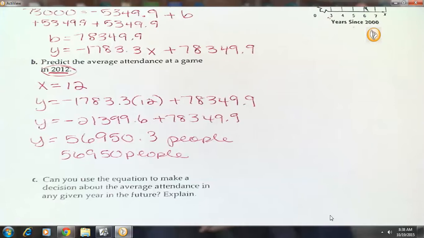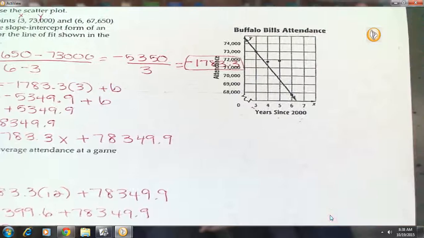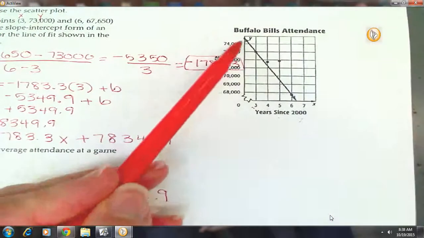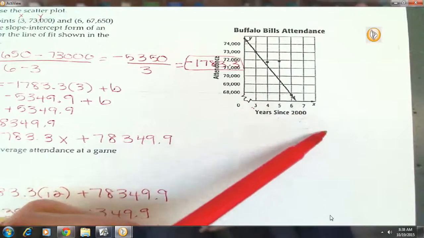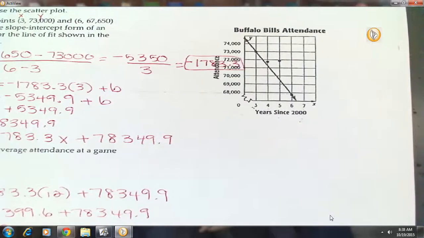Part C says, can you use the equation to make a decision about the average attendance in any given year in the future? What's going to happen? Well, first of all, look at your graph. What does attendance for the Buffalo Bills look like? What's happening? Yeah, it's going down and down and down. The Buffalo Bills are pretty bad, right? Okay, so let's say the Buffalo Bills have a really good year. What's going to happen to their attendance? It's going to go up.